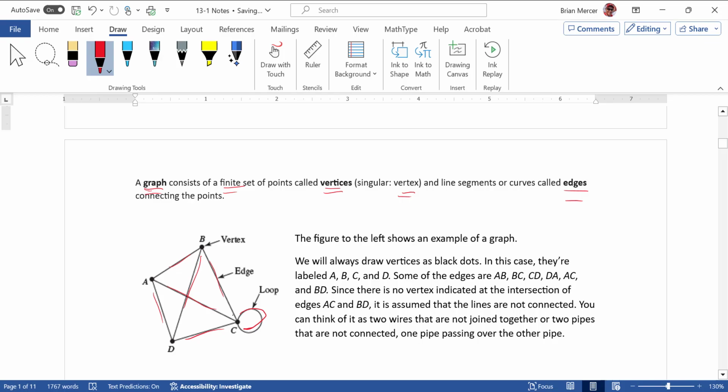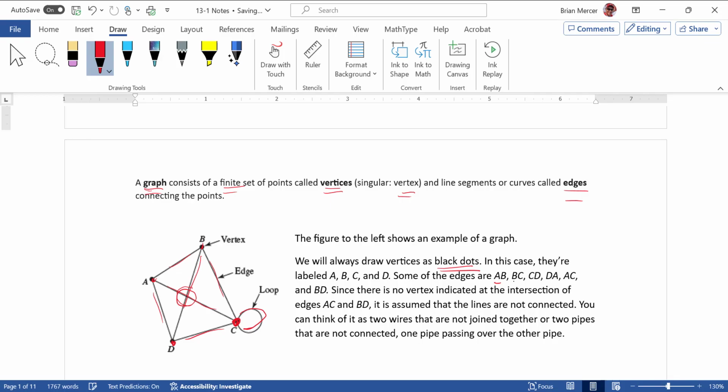Now it's important to point out that this right here, where these two lines crisscross, because it's not labeled, is technically not a vertex. So there's only 4 vertices here, 1, 2, 3, and 4. That one doesn't count since it isn't labeled. We'll always draw them as black dots. They're labeled A, B, C, and D.